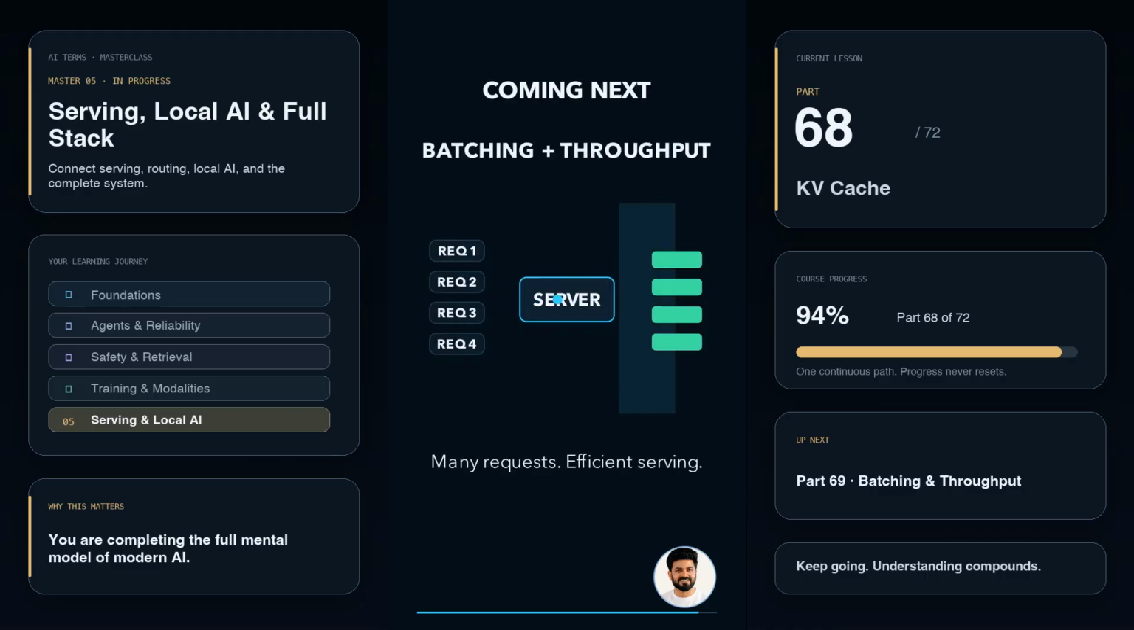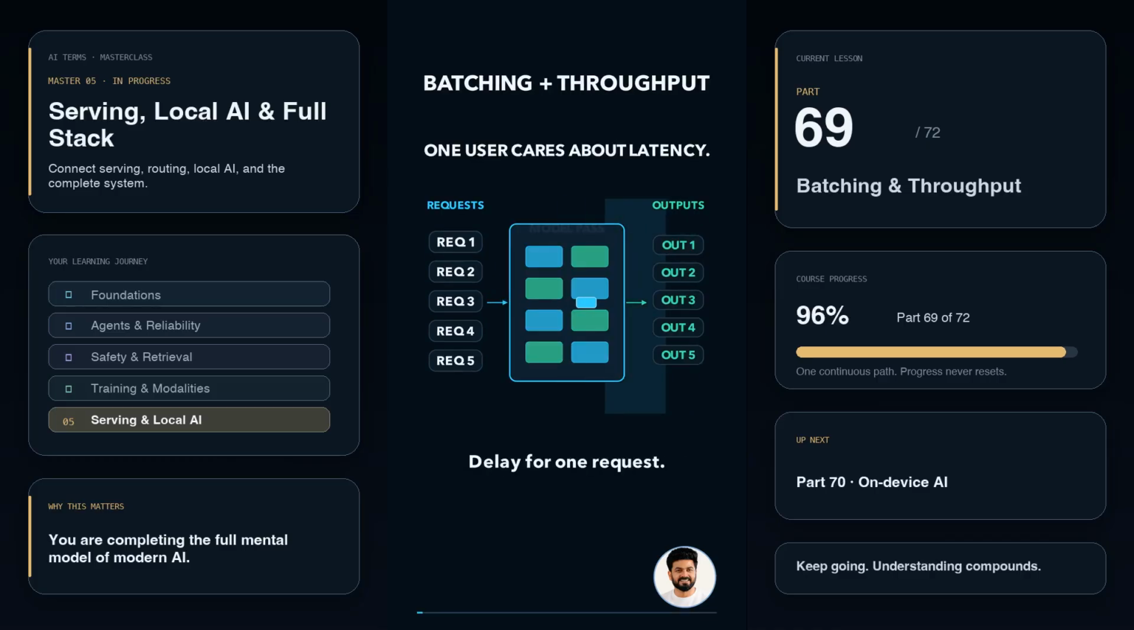Coming next, batching and throughput, serving many requests efficiently. When one person asks an artificial intelligence model a question, latency is the delay that person experiences. But a busy service may receive hundreds of requests together. Now the goal is throughput. How much total work the system finishes each second.